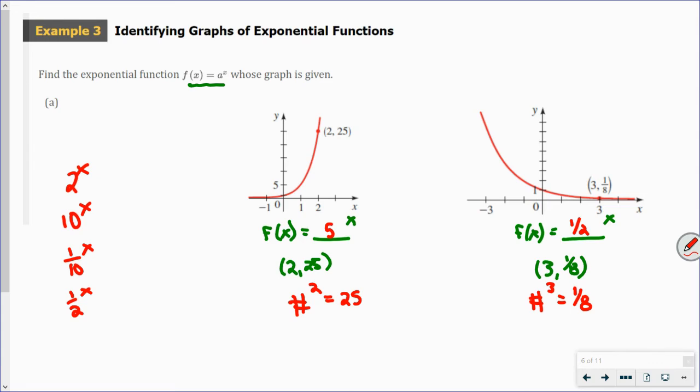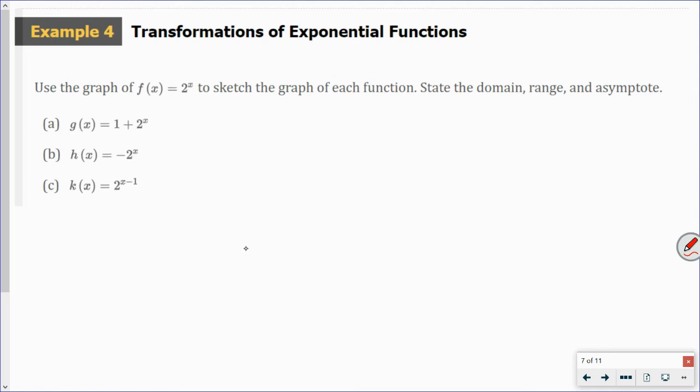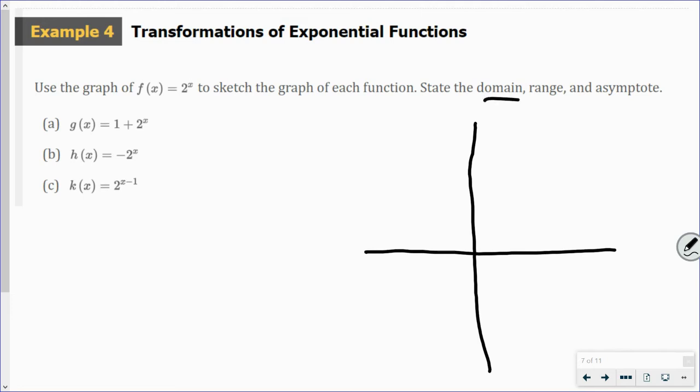Okay, so let's look at our next problems, which is the meat and potatoes of what we want to talk about. We're going to do all these on one graph. We're going to graph them, then state domain, range, and the asymptote. All of these have 2 to the x as the parent function, so we're going to start with graphing that.